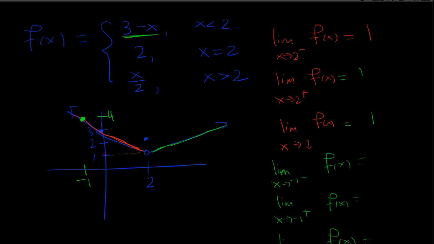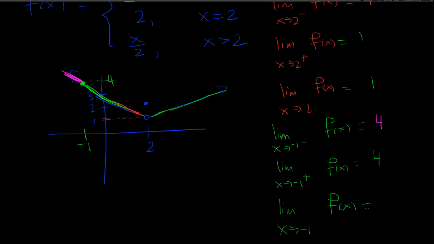If I'm coming from the left, I'm coming down here, and I reach positive 4. And if I come from the right, I'm coming up along here, that's also approaching 4. So the left-hand and the right-hand limit are both 4. That means the limit has to be 4. Okay.